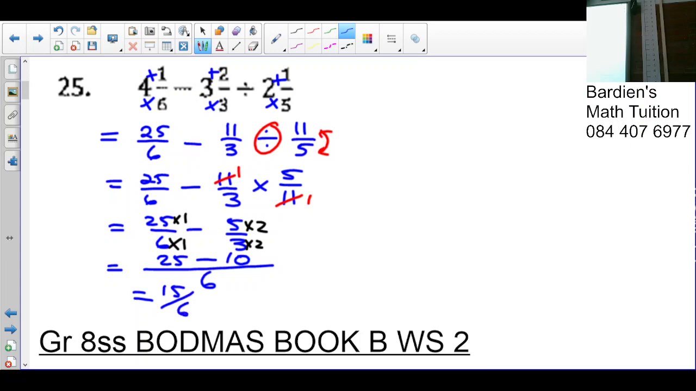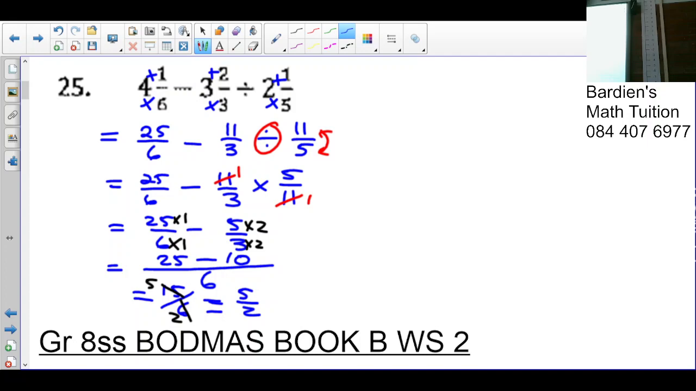But hang on. What number goes into 15 and 6 without remainder? 3. 3 going into 6 twice. 3 going into 15 five times. The answer is 5 over 2. Yes, Michael? 5 hours. Say again? Yes, you will, if you left your answer as 15 over 6, you will lose 1 more.